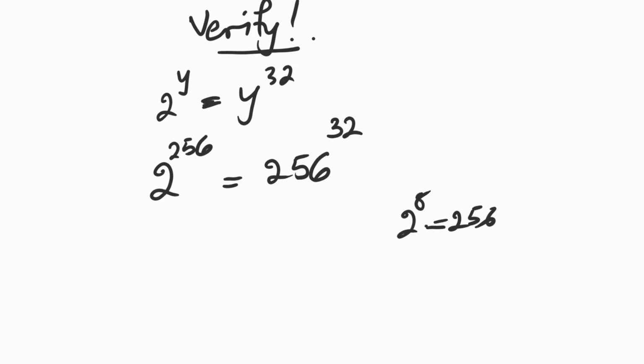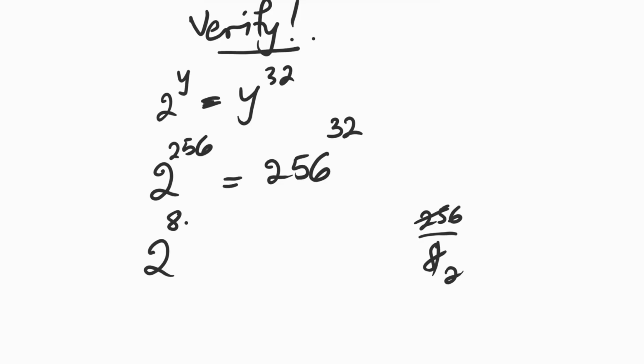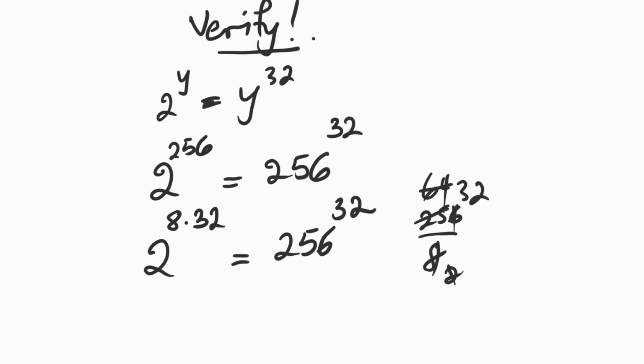So what we have here now is 2 raised to the power 8 times something. Now, 256 divided by 8 will give us what? 4 twos are 8, 4 sixes are 24, so we get 32. So this is the same thing as that, equals 256 raised to the power 32.